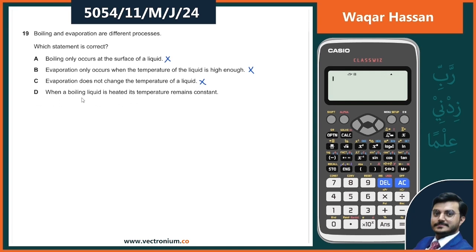Option D, when a boiling liquid is heated, its temperature remains constant. Yes, D is correct. Because at the boiling temperature, the liquid changes to gas, so the temperature remains constant. So D is the correct option.